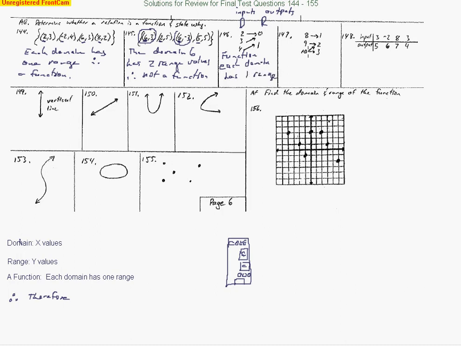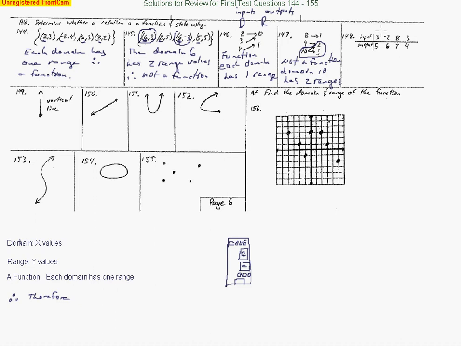Here, this is not a function. Right here is the reason why, because this domain here has 2 ranges. You press the button 10, and you either get a 2 or a 3. It's like pressing button number 10 and getting a Sprite, and pressing button number 10 again, you get a root beer, and something's wrong there. They inputted something wrong, so that's not a function. So not a function, and the reason it's not a function is that the domain 10 has 2 ranges.